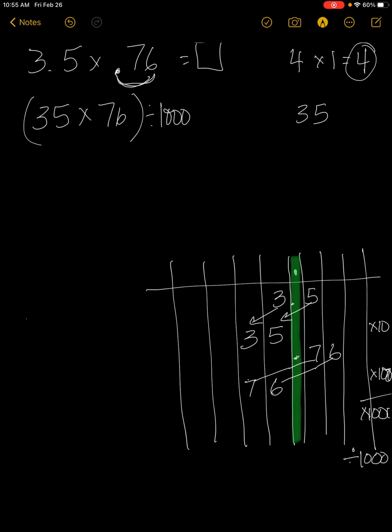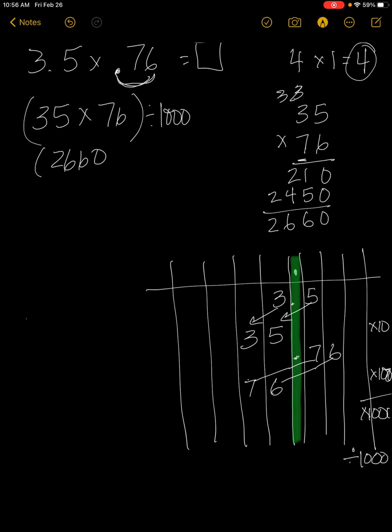Okay, I'm going to use my standard algorithm. 35 times 76. 6 times 5 is 30. Put my 3 tens here. 6 times 3 tens is 18 tens. 3 more tens, 21 tens. I move into my tens place. 7 tens times 5 is 350. I'm going to leave my 5 tens there. Place my 3 hundreds in the hundreds place. 7 times 3 is 21, plus 3 more hundreds. I have 24 hundreds. Add my numbers together. 2,660.